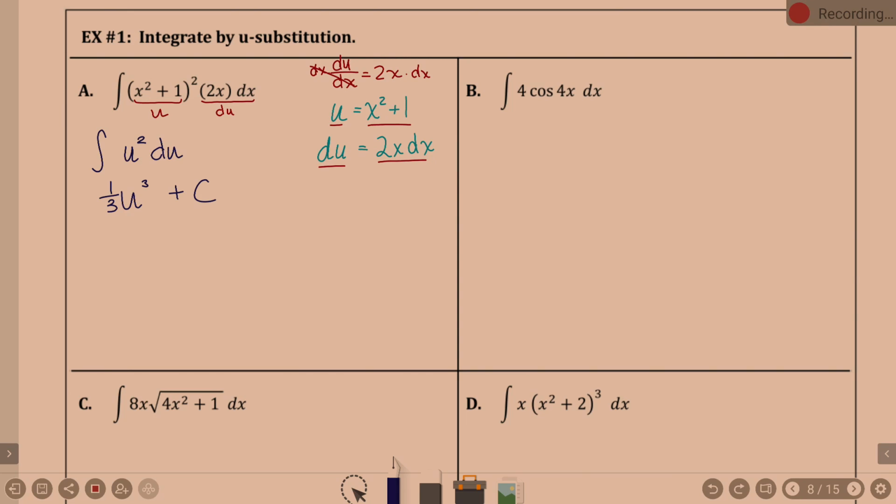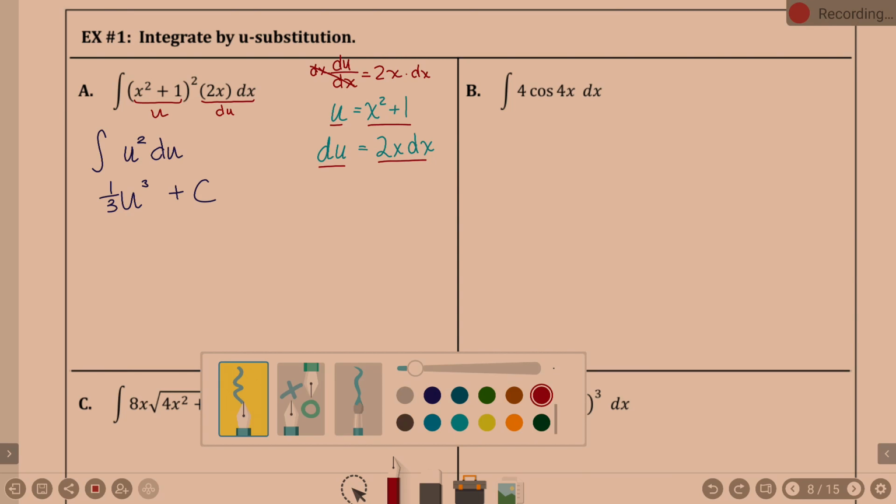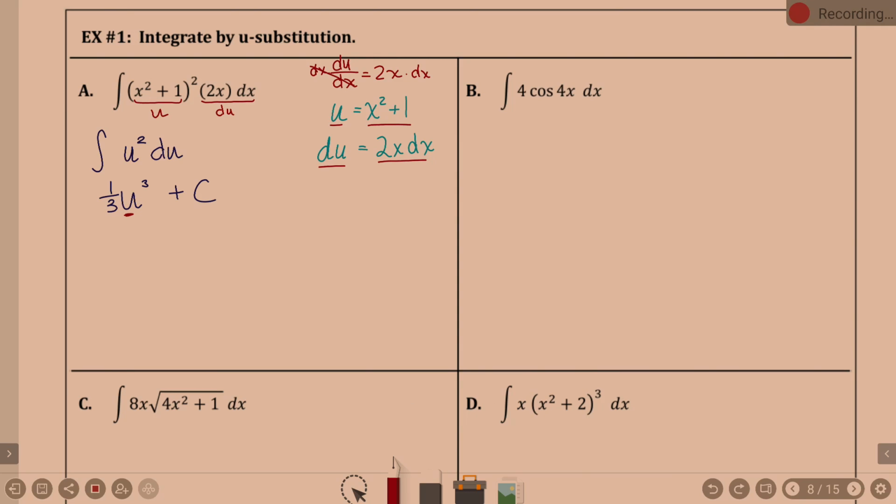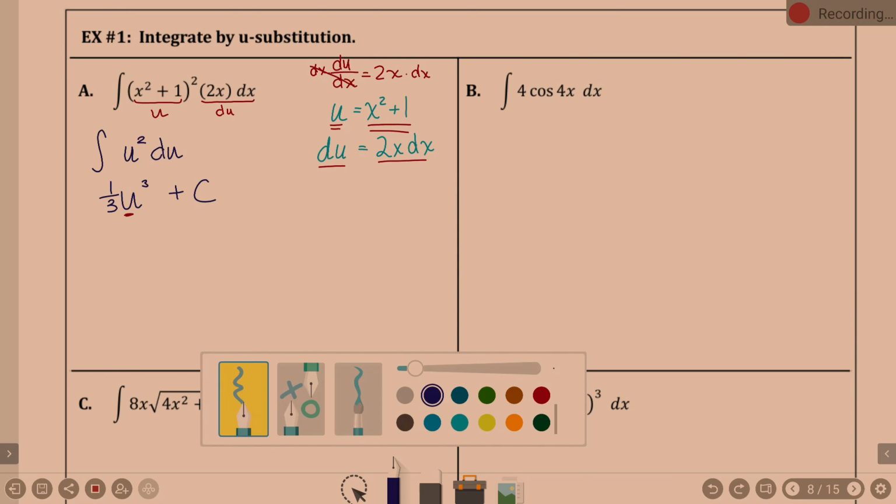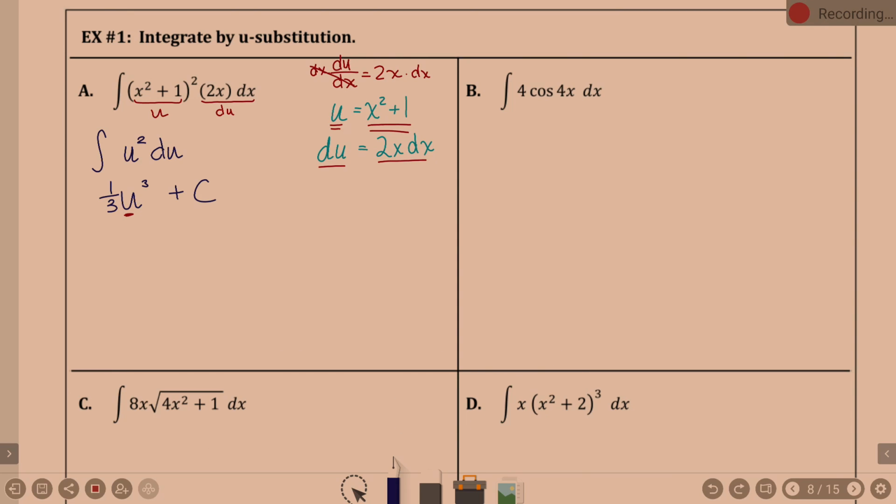Now, this is not our answer though, because our original problem was not given in terms of u. Our original problem was given in terms of x. So we need to go back to x, which is a simple replacement. What do we know about u? It's x squared plus 1. So you're just going to take what you had here, which is 1/3 u cubed, and instead it's going to be 1/3 times x squared plus 1 cubed, plus C.